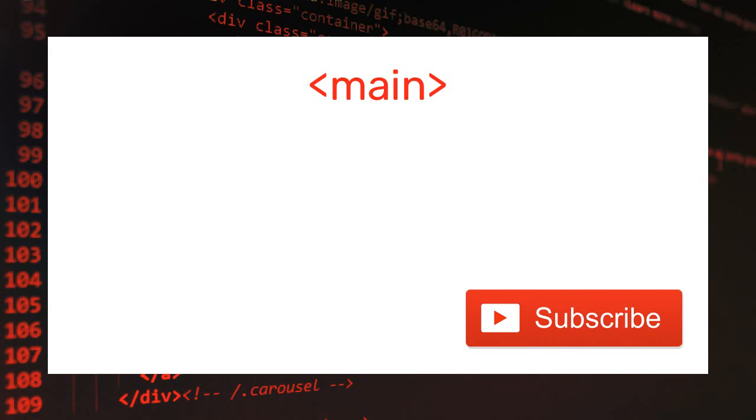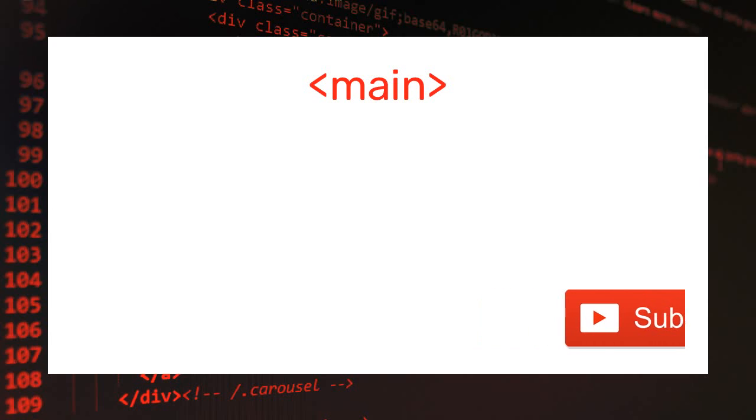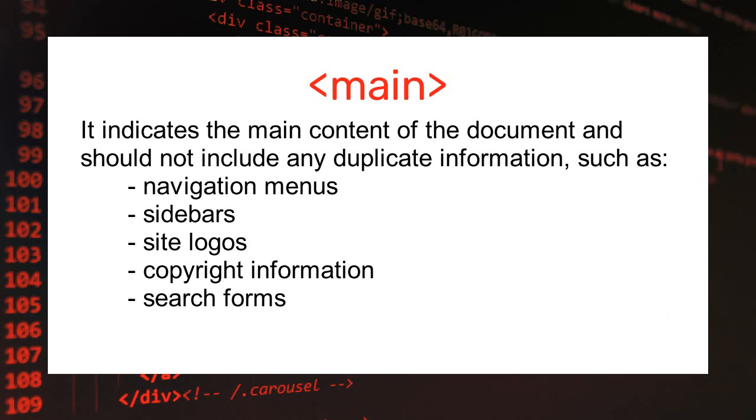In this lesson, we will cover the main tag. This tag is used to indicate the main content of the document, which should be unique to the current page. It should not include repetitive sections or information such as menus, sidebars, site logos, copyright information, and search forms.